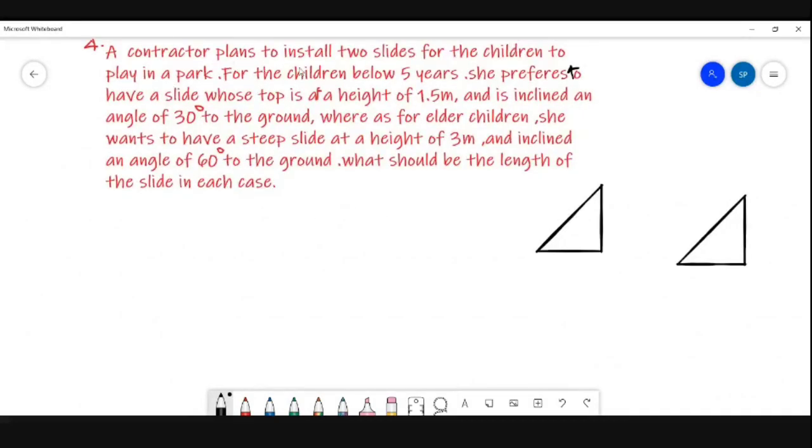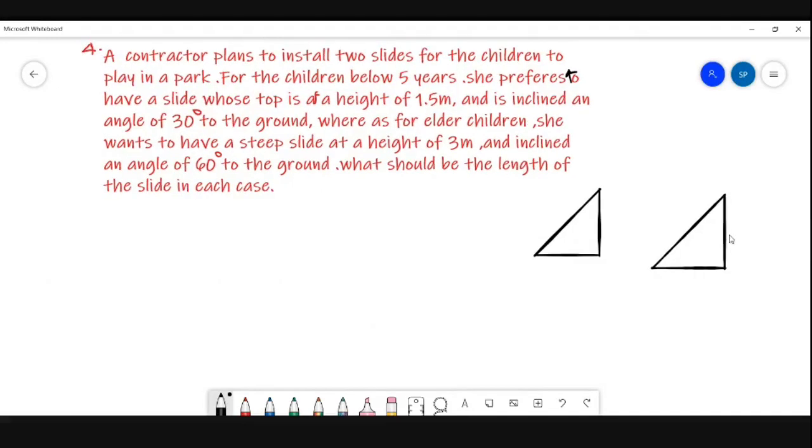A contractor plans to install 2 slides for the children to play in a park. For the children below 5 years, she prefers to have a slide whose top is at a height of 1.5 meter and is inclined at an angle of 30 degree to the ground. Whereas for elder children, she wants to have a steep slide at a height of 3 meter and inclined at an angle of 60 degree to the ground. What should be the length of the slide in each case?